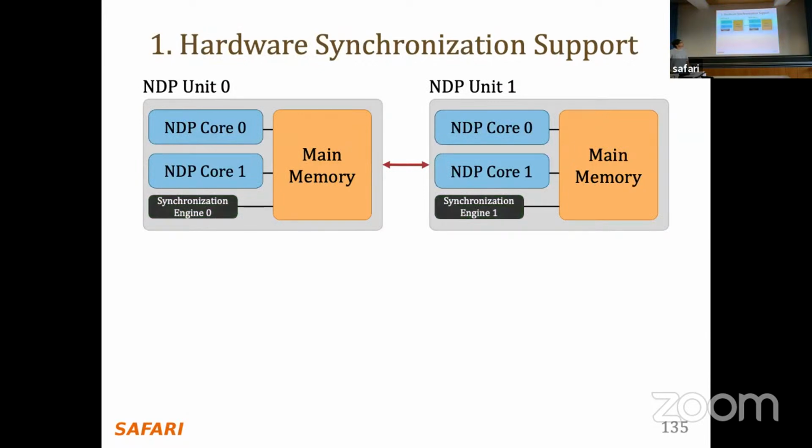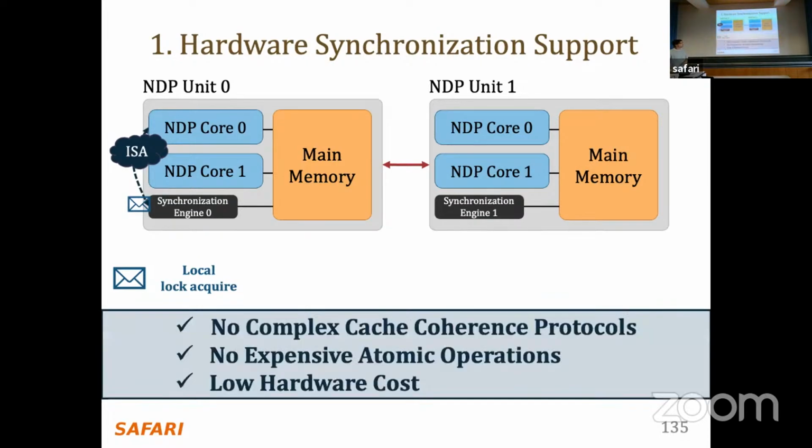So first of all, hardware synchronization support. We extend each of the NDP units with a synchronization engine. It's a special unit that is going to take care of synchronization. So whenever a PIM core or NDP core needs to synchronize, needs to execute, for example, a lock acquire operation, it will send the request to the local synchronization engine.